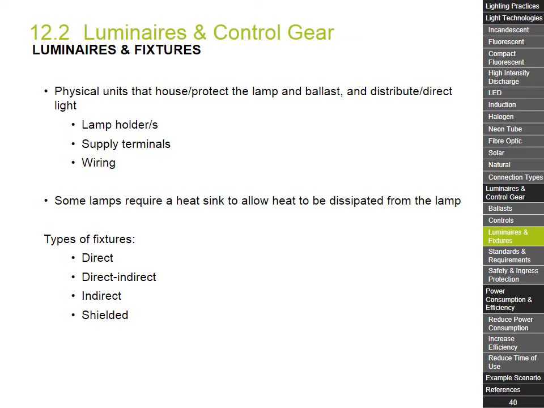Some luminaires require a heat sink to allow heat to be dissipated from the lamp. This heat sink should be open to the air and not covered, otherwise the lamp will overheat as the heat will be trapped. Usually, the way you distribute light must be assessed on an individual case, as the same fixture is not always appropriate for all situations. The types of fixtures or luminaires are direct, direct-indirect, indirect, and shielded.